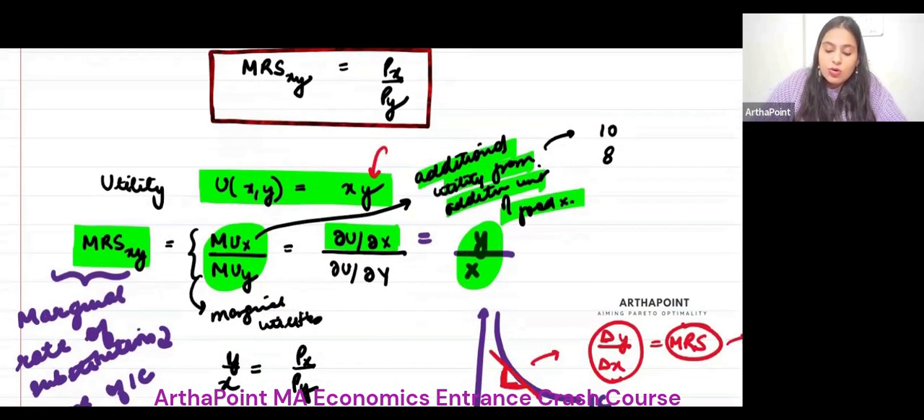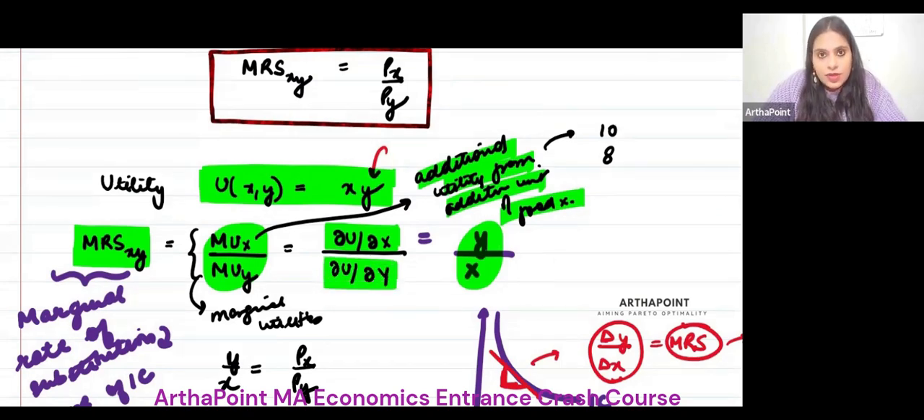And how do we find it? By differentiating the utility function with respect to that good. The ratio of the marginal utilities is MRS, right? So MRS is MUX by MUY. MUX is differentiate the function with respect to X. MUY is differentiate the function with respect to Y.